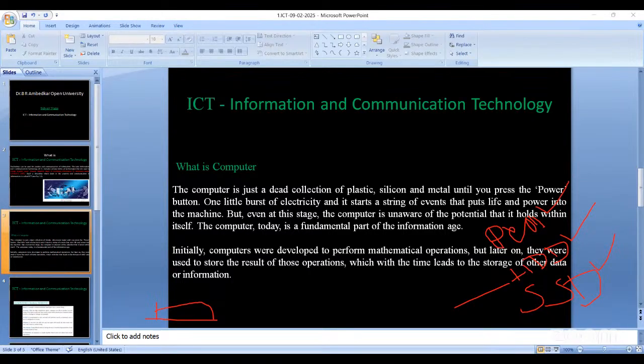So next one is no heuristic. Heuristic means the computer is a dumb machine. It is just a machine, right? It never learns from its past experience. This is also one kind of hypothetical characteristic, and no heuristic is also one kind of hypothetical characteristic.